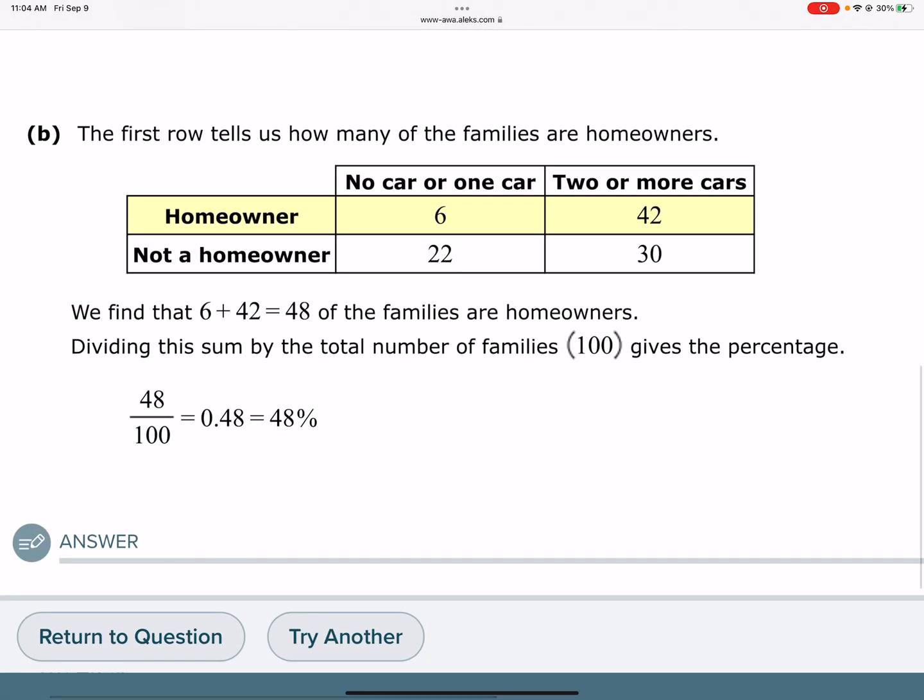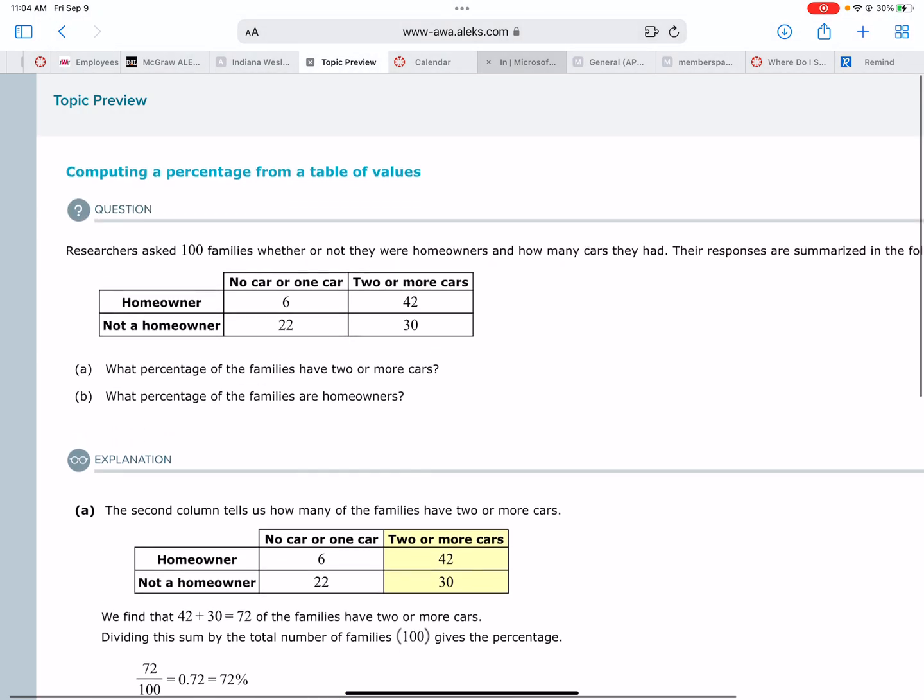This one says of the families, so that's why it's over 100. What percentage are homeowners? So 6 plus 42 is 48 out of 100, and that's 48%.